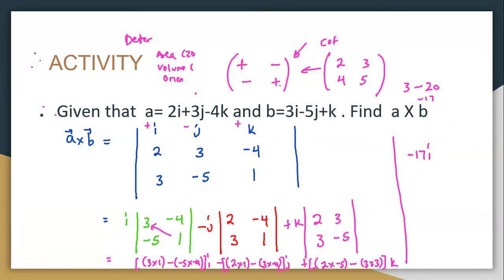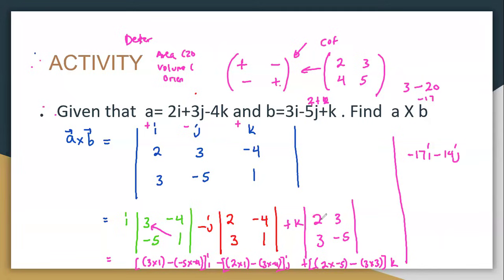You go to the next one. 2 times 1 is a 2. 3 times negative 4 is a negative 12. But there is that negative, which makes it a positive, which becomes now positive 12. So 12 plus 2 is 14. But there is this negative here. So now it becomes negative 14 of the j.